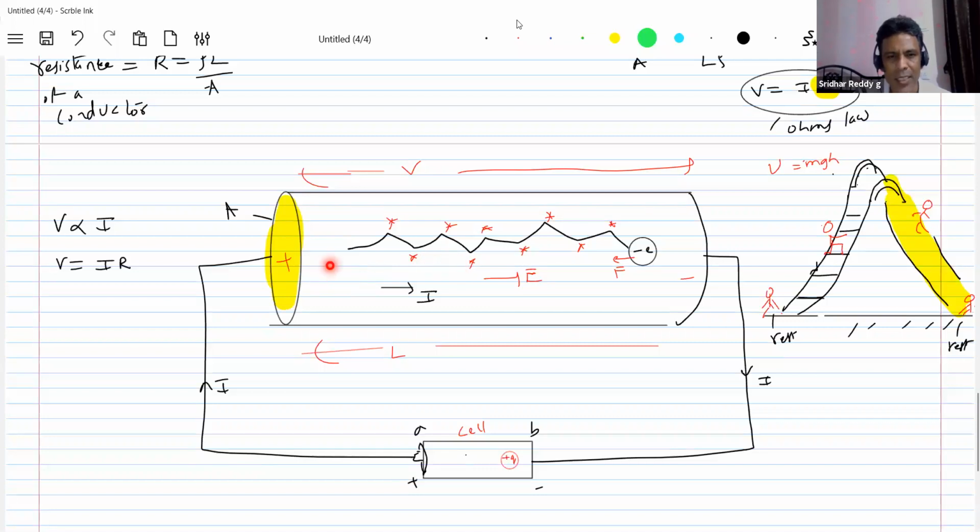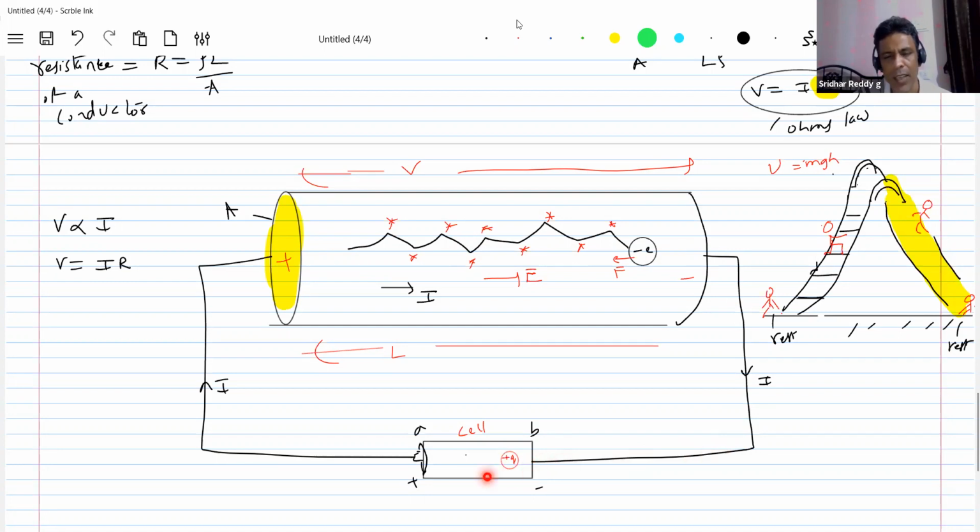With whatever kinetic energy it is having, it will pass through this conductor. It will encounter collisions, and there it will lose its kinetic energy in the form of heat due to inelastic collision. Finally, when the energy becomes zero, it will be attracted by the negative terminal, because a positive charge is attracted by the negative terminal, and it will come here.